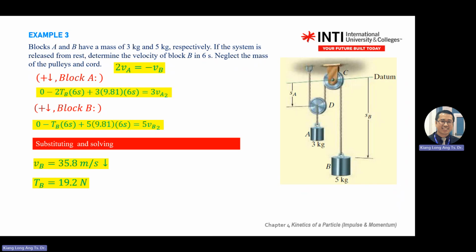In this case, the question asks you to determine the velocity of B. In your coming Test 1, you need to determine object 1 and object 2 acceleration.